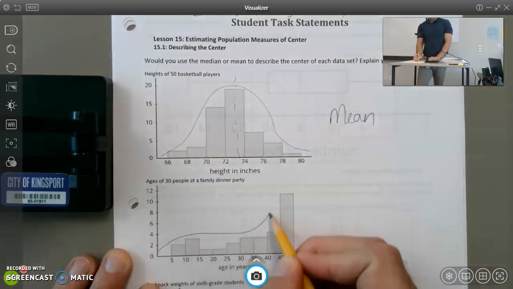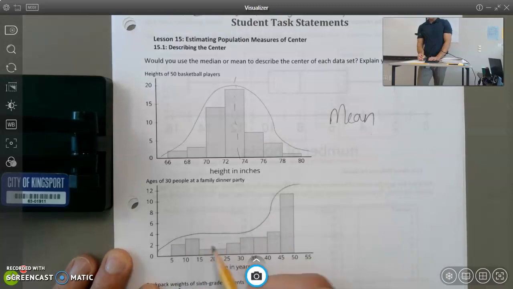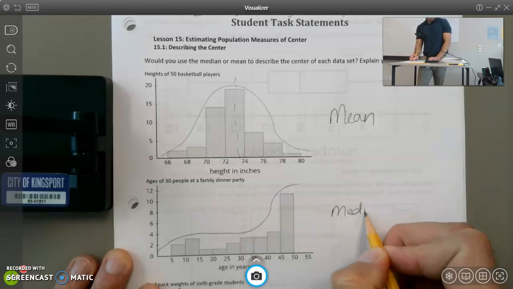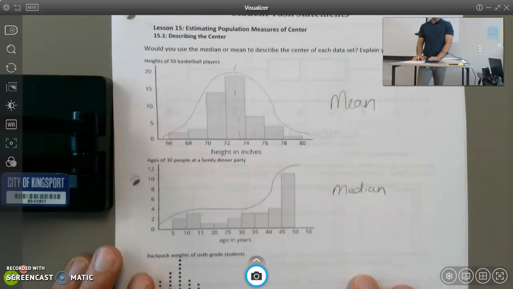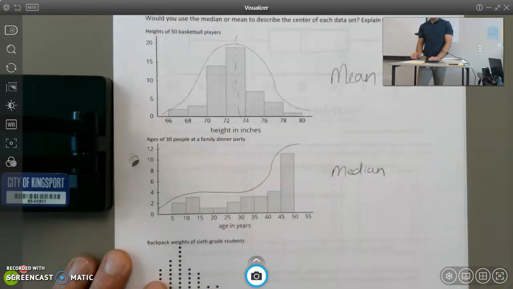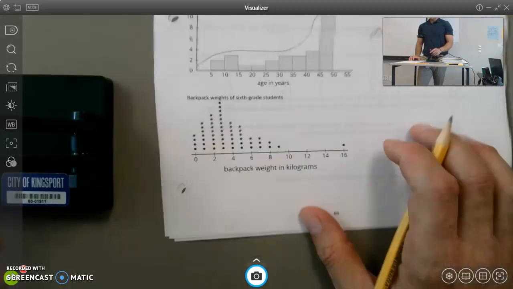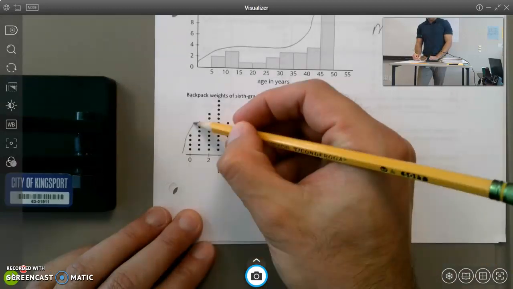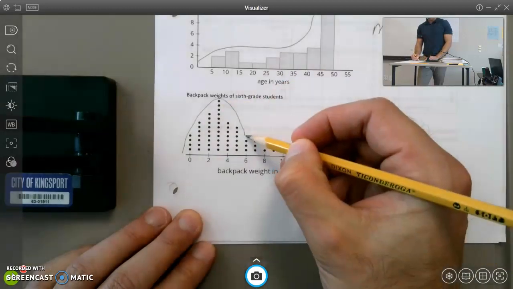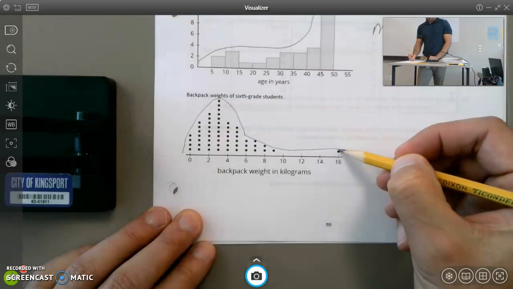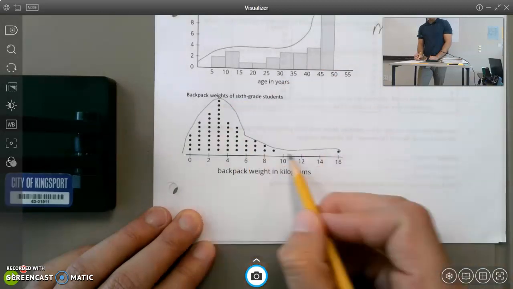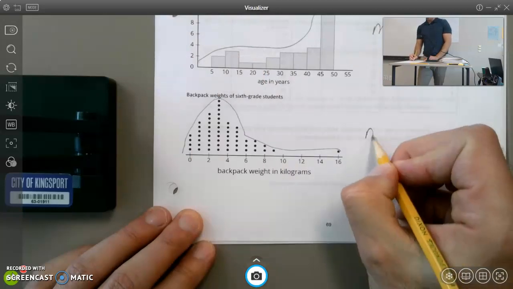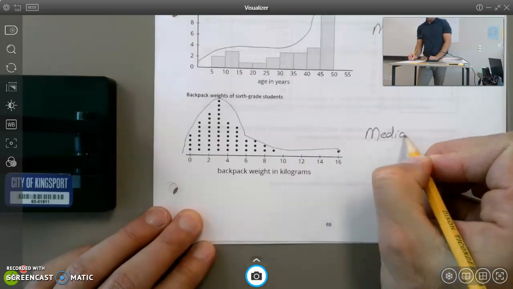Here I see data that is asymmetrical. It is skewed to the right, and because of that, we would use the median as the appropriate measure of center. Now, on number 3 here, we have data that is somewhat symmetrical to begin with, but then has an outlier and becomes a little bit asymmetrical. So the data is skewed to the left, and because of that, we would still use the median.